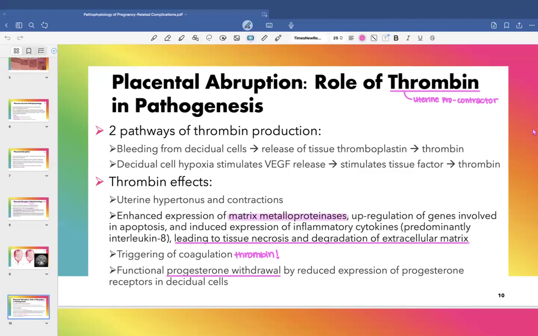Questions on abruption? Yes, Sydney. The video said that they're hypertensive, but they're hemorrhaging. So are they just hypertensive initially to try and vasoconstrict, and then once they lose enough blood, they become hypotensive? Correct. Yes, exactly. So they become hypertensive initially.